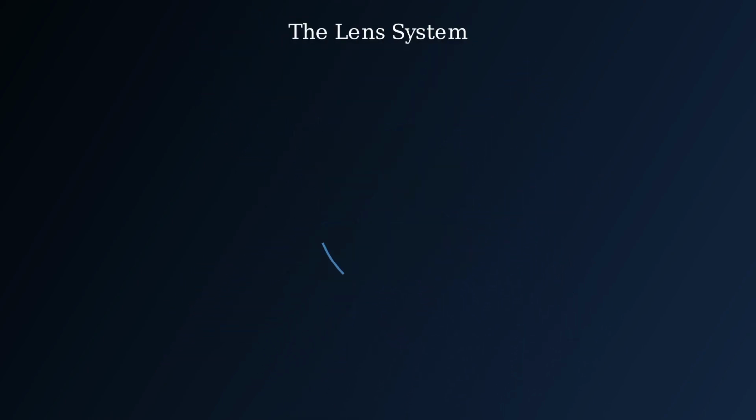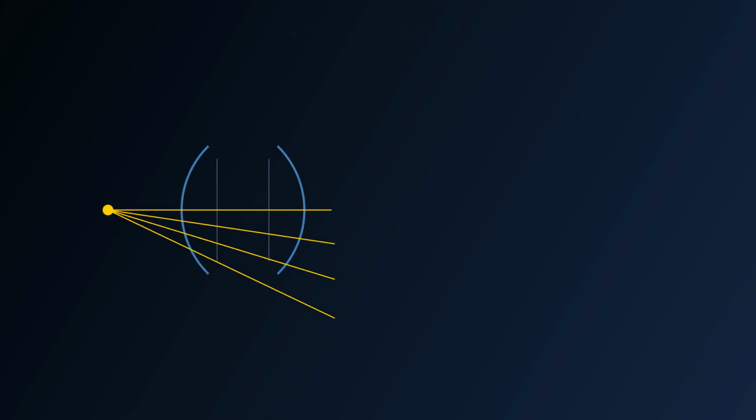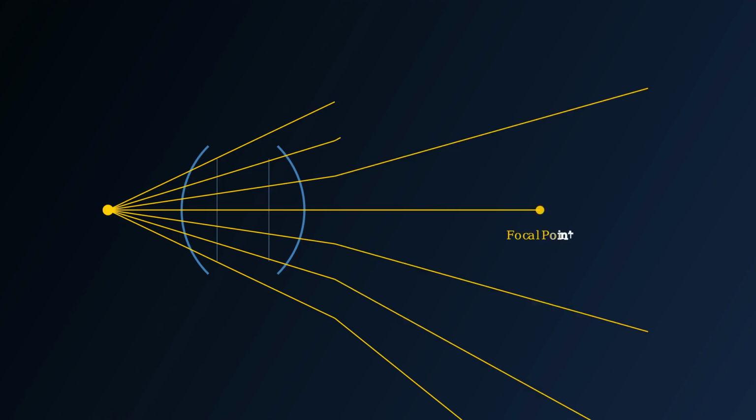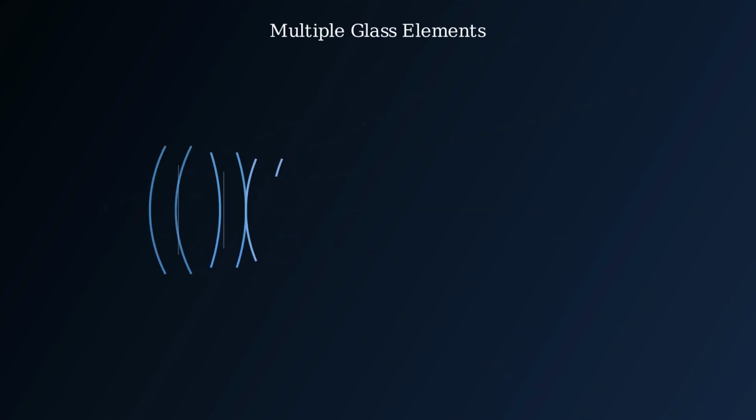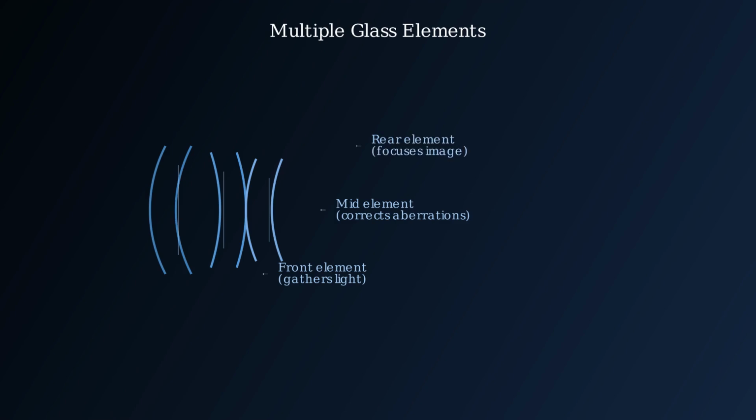Camera lenses are sophisticated optical systems designed to gather and focus light. A lens contains multiple glass elements that bend or refract light rays. In a convex lens, the light rays converge at a point called the focal point. Modern camera lenses are made up of multiple glass elements. Each element has a specific purpose, such as gathering light, correcting optical aberrations, or focusing the image.